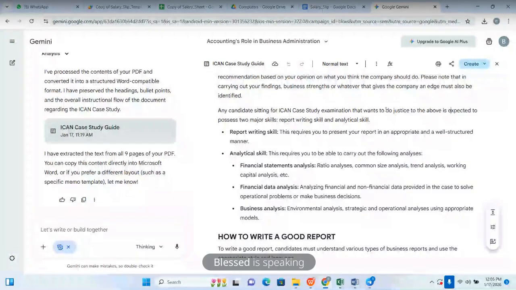Okay. Now, ICAN case study is divided into two. We have pre-seen and we have unseen. Pre-seen will be given to you 8 days before the examination. The reason they give you the pre-seen is for you to go and read it, digest it, work on it, calculate, do your findings, do your research on that particular pre-seen. But the fact that they have given you the pre-seen does not mean that is everything they are going to give you in the exam.